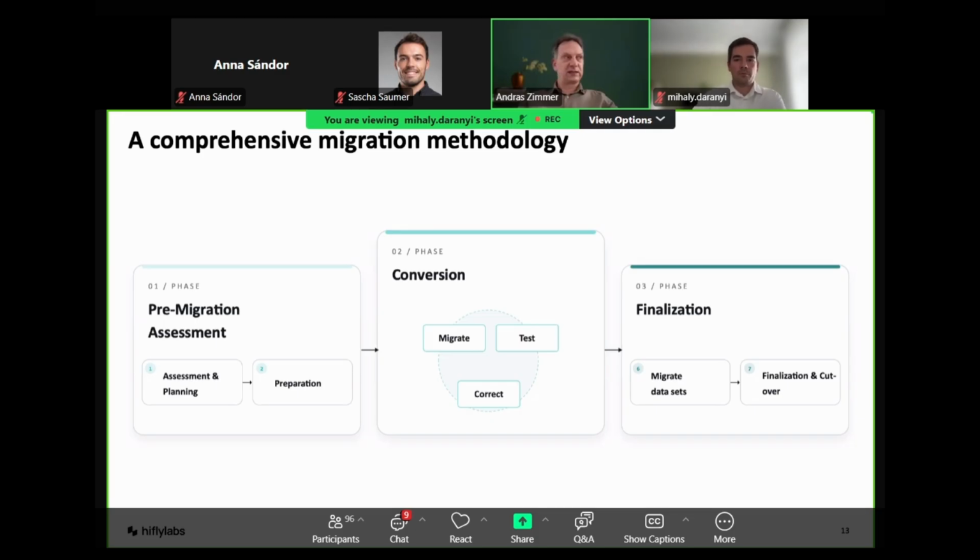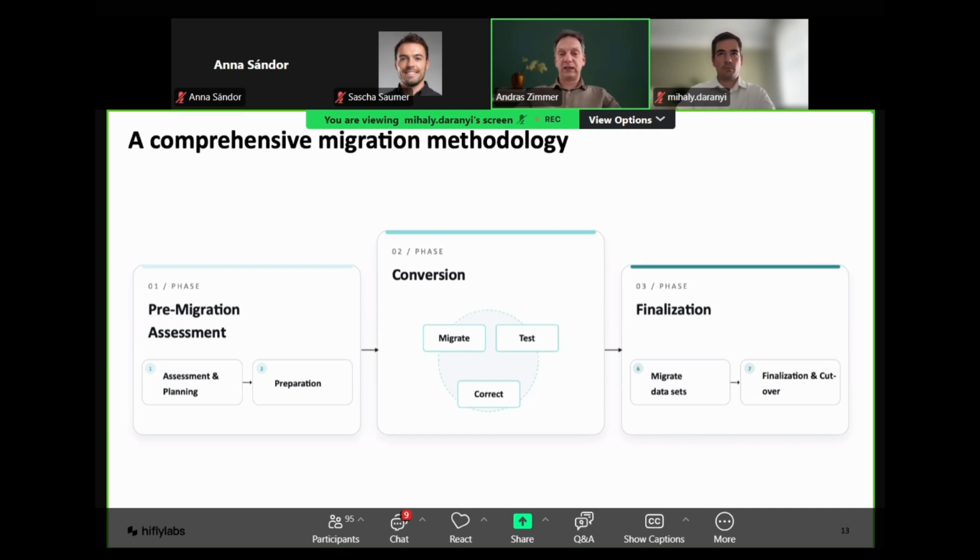This is something that is talked about very little, much less than it's worth. That's the assessment and planning and the preparation phases when we figure out what we want to migrate, what the roadmap should be, what tools we are going to use, what our data assets are, and whether we are happy with certain data processing pipelines or we want to rewrite them. Then in the next phase, the conversion phase is the one that everybody understands pretty easily.